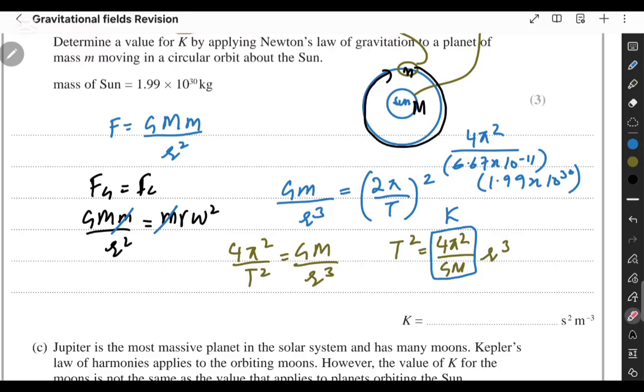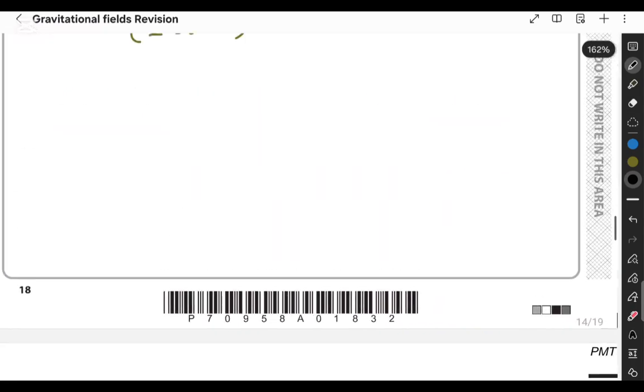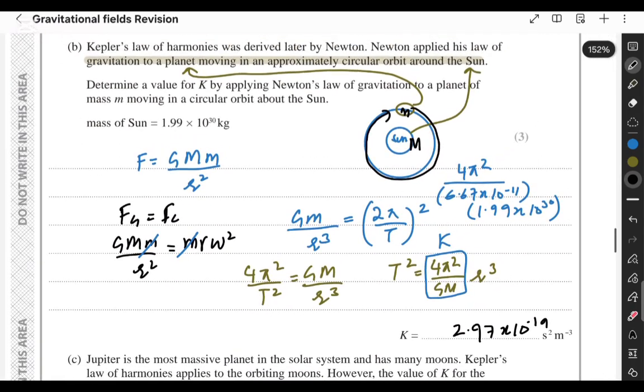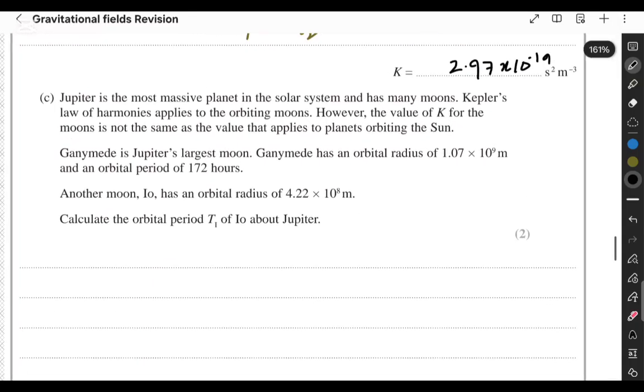So I've plugged in the values. They've given me the mass of the sun already. It's right up there, and now I'm going to get my answer. I'm getting an answer of 2.97 times 10 to the power of 19, which is actually the same as the answers we got above. Okay, so that's how we proved this. I've again shown this already, and in the videos as well.